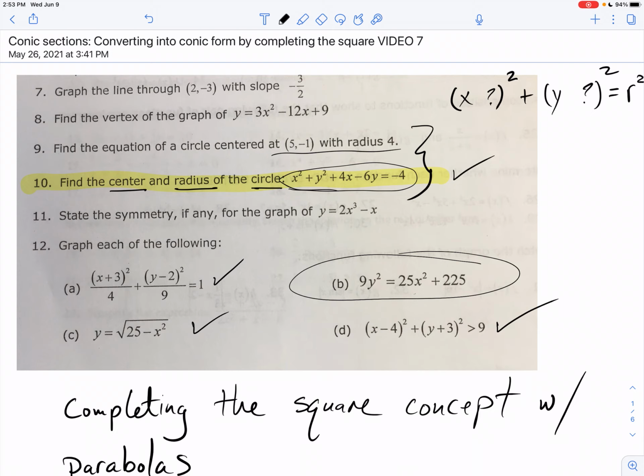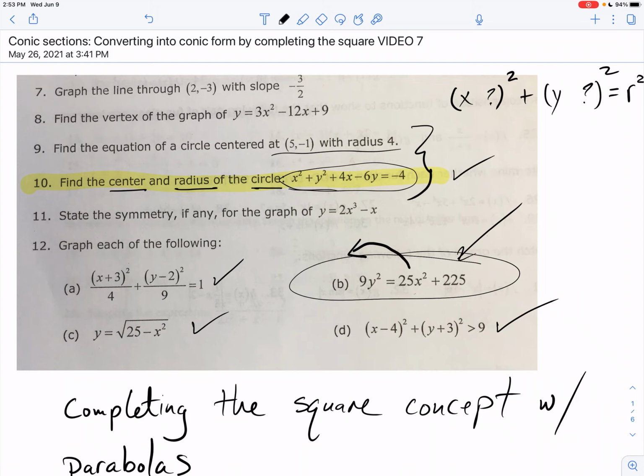Now here's the thing with this. This guy is a hyperbola. And the reason I know it's a hyperbola is if I wanted to get x and y on the same side, I'd have to subtract that over. When you have a squared thing minus a squared thing, you have a hyperbola. So that's going to be video 8.